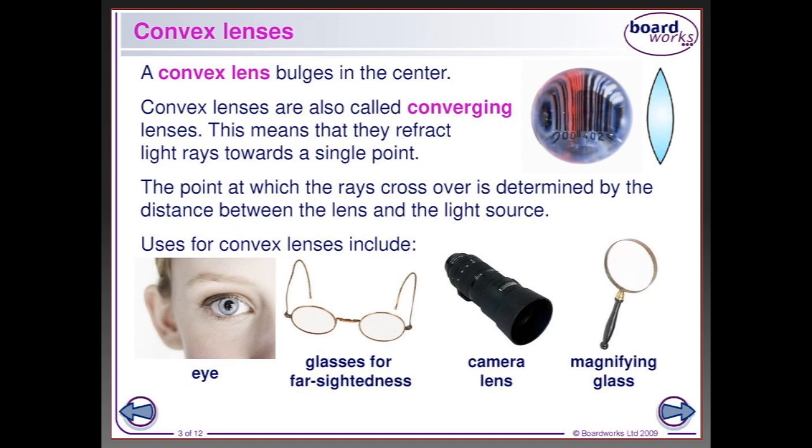Microscope, telescope and projectors. And they are used for glasses for far sightedness. The children or the persons who are having long sight problems, to correct that defect of vision, which is called hypermetropia, convex lenses are used. It is used in the eyes also. These are the uses of convex lens.